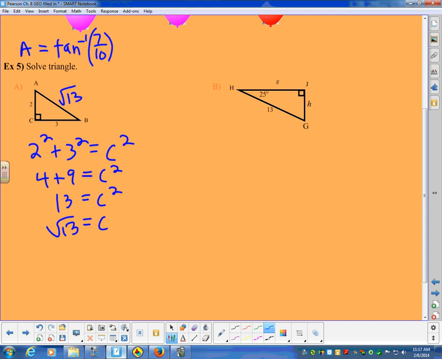So I am over halfway there. I have all 3 sides solved for, and I'm over halfway there because the 90 is there. Now, how could I find angle B? Any ideas on how I could use trig ratios to find angle B?